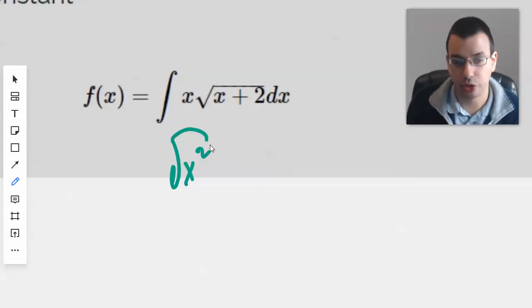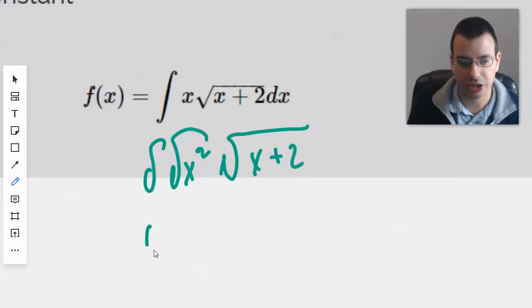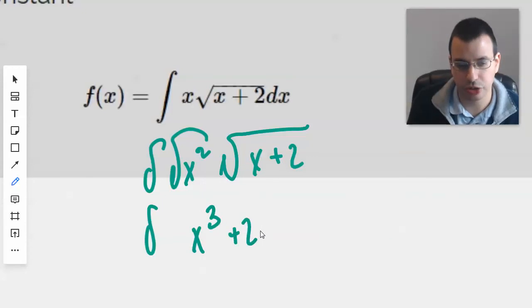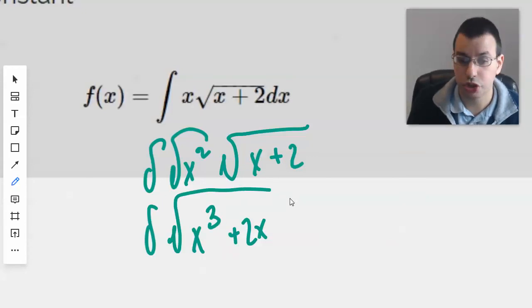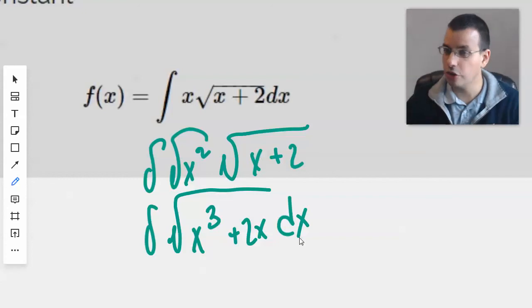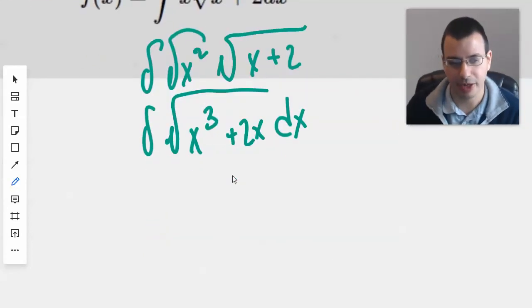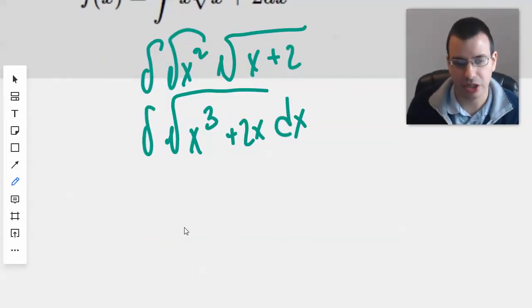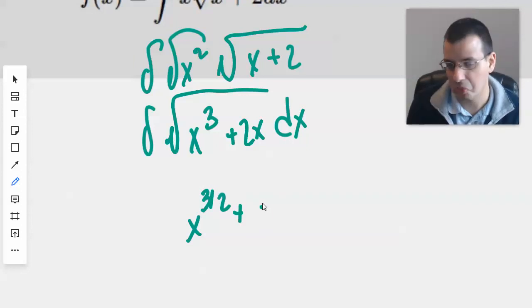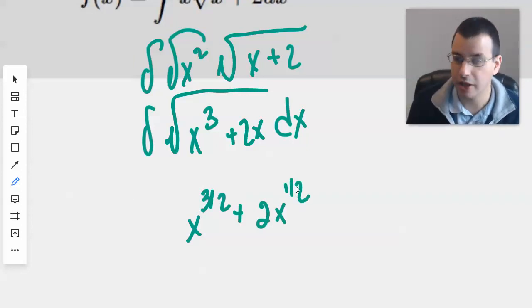x squared to the square root is the same as x. Then we have x plus 2 over here. And so we can say, well, this is kind of like the integral of the square root of x cubed plus 2x squared dx. And this is totally true. But then you might be like, well, then this equals x to the 3/2 plus 2x to the 1/2. Does not equal. Cannot be done.